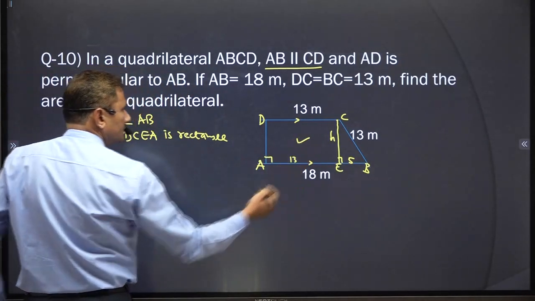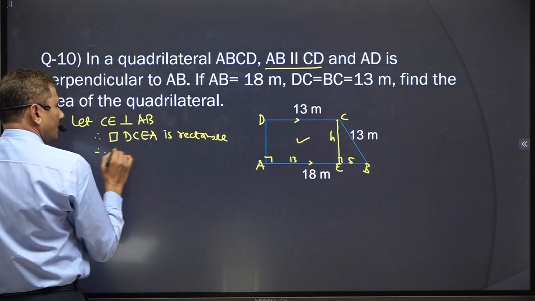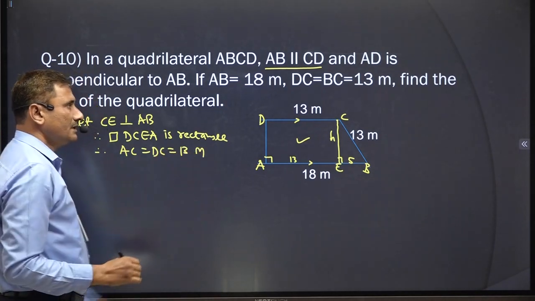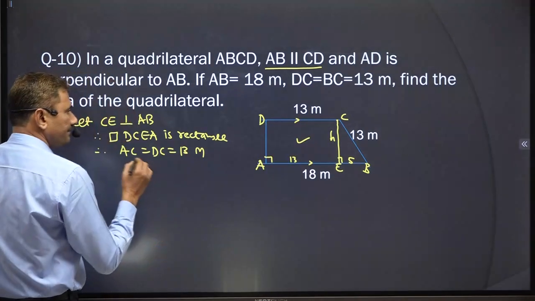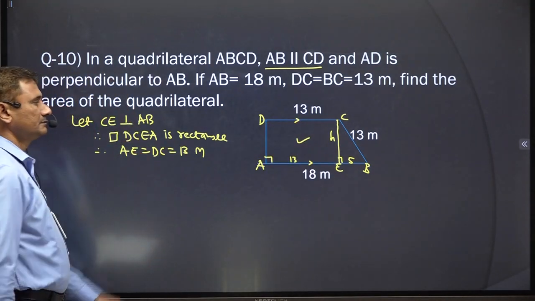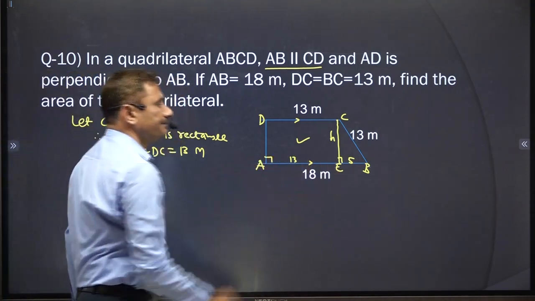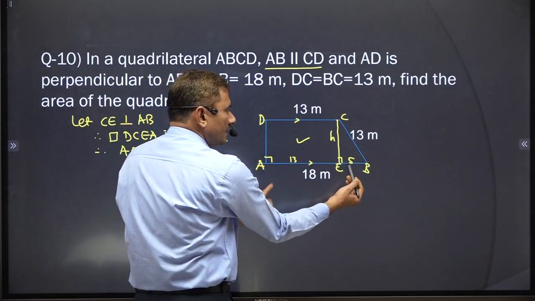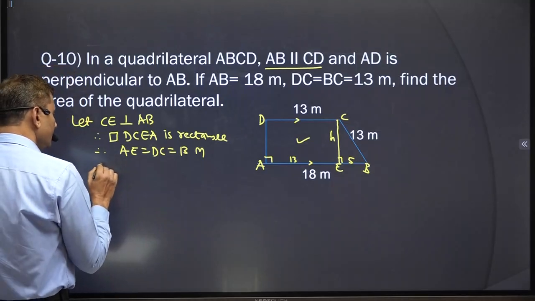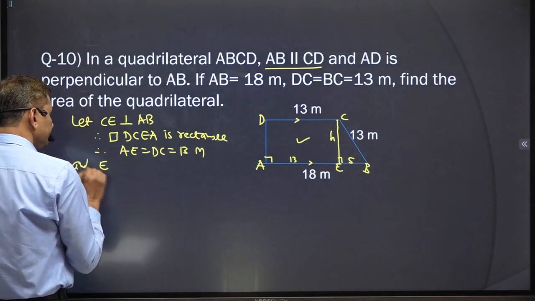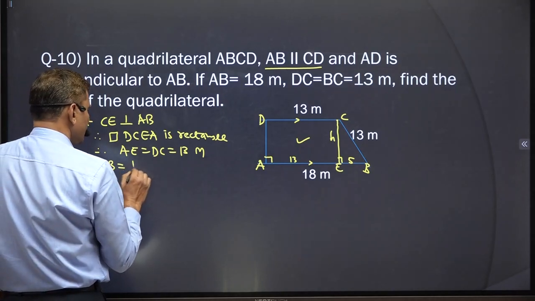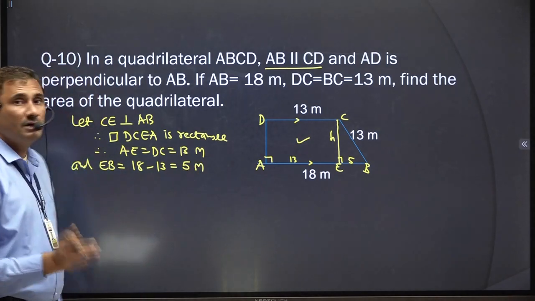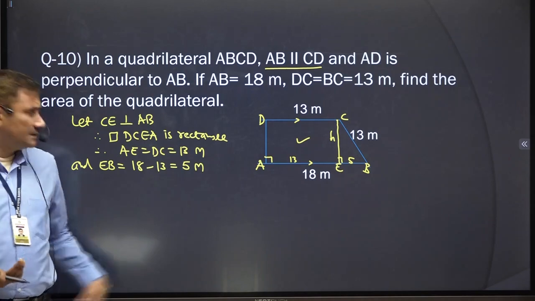You know, opposite sides are equal. Therefore, AE equal to DC equal to 13 meter. DC is 13, so AE is also 13. Okay, this one is AE. Now you know the total is 18, so you can find EB. So I directly write here, EB equal to how much? 18 minus 13 is equal to 5 meter. Out of the total, one part is removed, subtracted. So obviously, the second part you got.